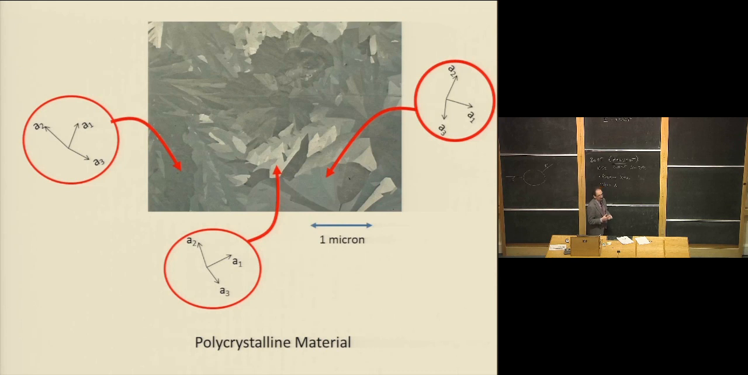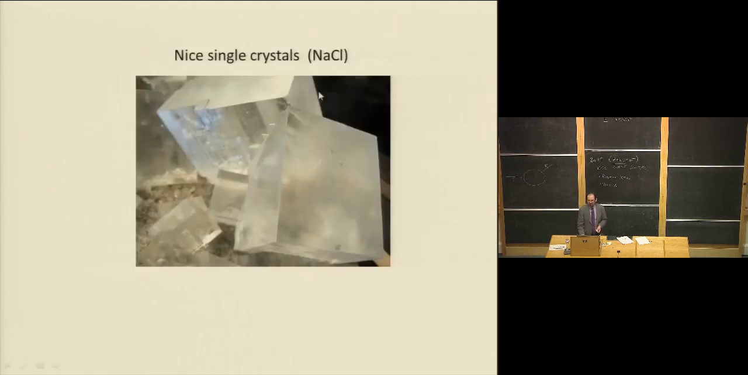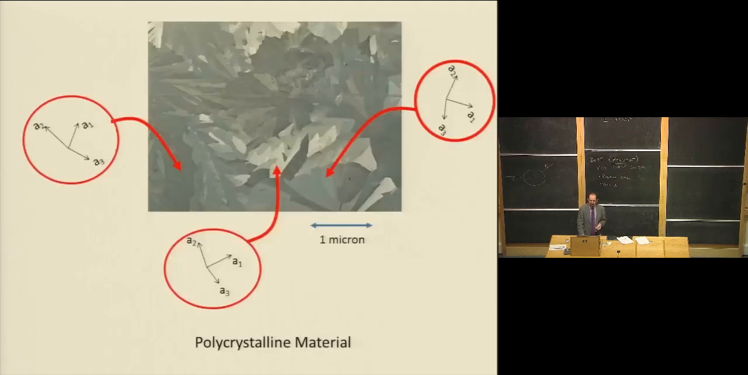And typically, materials look like this when you make them. It's very, very difficult. It takes a very good chemist and very good material scientist to turn something that looks like this into something that looks like this. So most of the time when one is doing an experiment, one is working with something that looks like this.